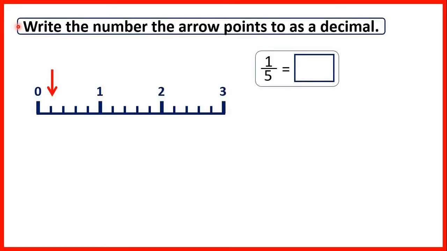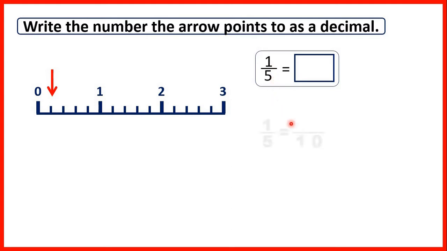Write the number the arrow points to as a decimal. So let's have a look at this number line. To get from 0 to 1, we have 1, 2, 3, 4, 5 lines. So each of these lines must be 1/5. So what is 1/5 as a decimal?